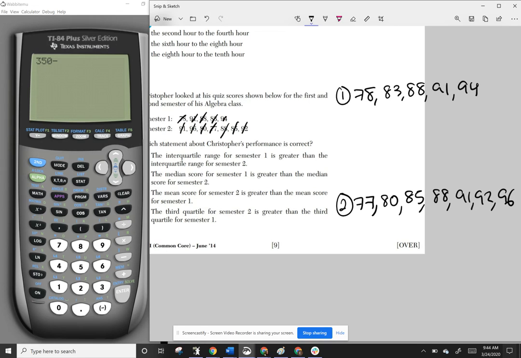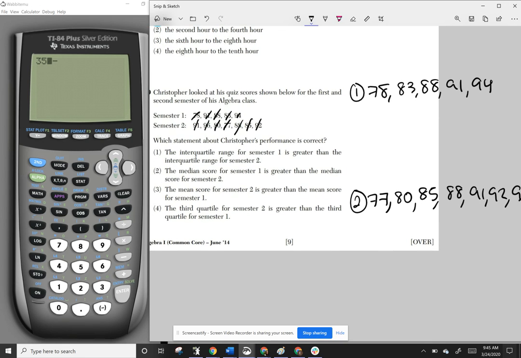One thing I would do, just to make sure you don't skip any numbers, is count. So semester 1 should have 5 numbers: 1, 2, 3, 4, 5. Semester 2 should have 7 numbers, right? 1, 2, 3, 4, 5, 6, 7. Perfect. So I didn't skip any.